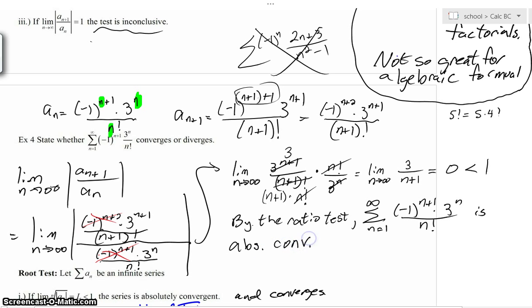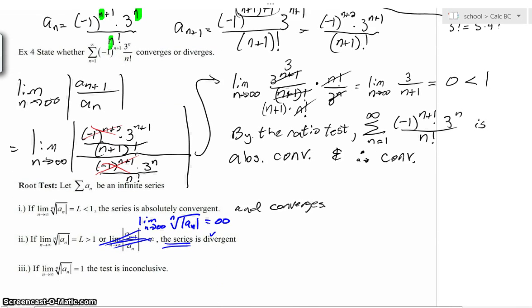But remember that absolute convergence means that we are therefore convergent even without absolute value. When you converge with absolute value, converging absolutely, you'll converge even without absolute value. So we know this problem does converge.